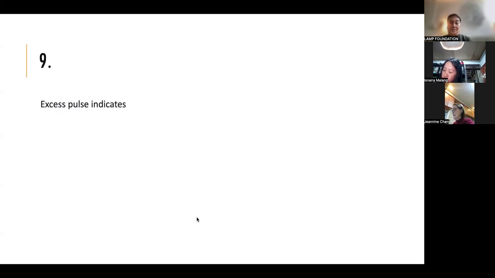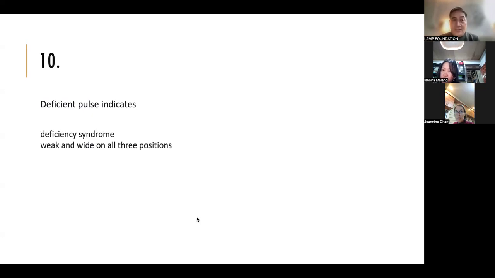Excess pulse. It's an excess rapid pulse, a condition where both pathogenic and anti-pathogenic factors are strong. Especially yung mga young individuals, no? So there's a war going on. Lumalaban pa. And deficient pulse: qi and blood can be damaged by summer heat. Deficiency. Weak and wide on all three positions.